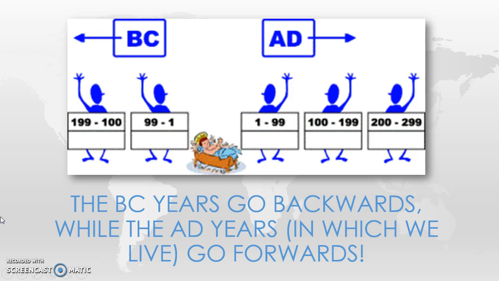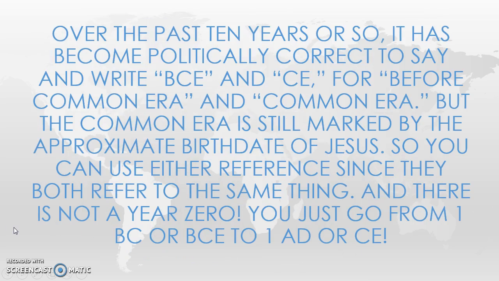However, sometimes you're now going to see that listed as BCE. Over the past 10 years or so, it has become politically correct to say and write BCE and CE to mean before Common Era and Common Era for people who are not Christians. But the Common Era is still marked by the approximate birth date of Jesus. So you can use either reference since they both refer to the same thing. It's the same time period, whether you're using CE and AD. Those years match up.